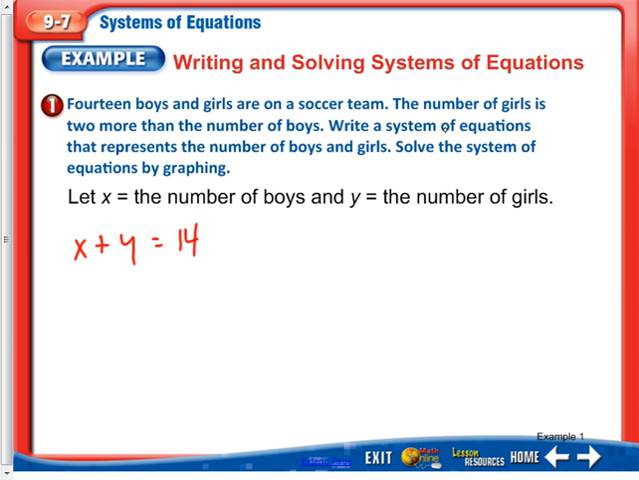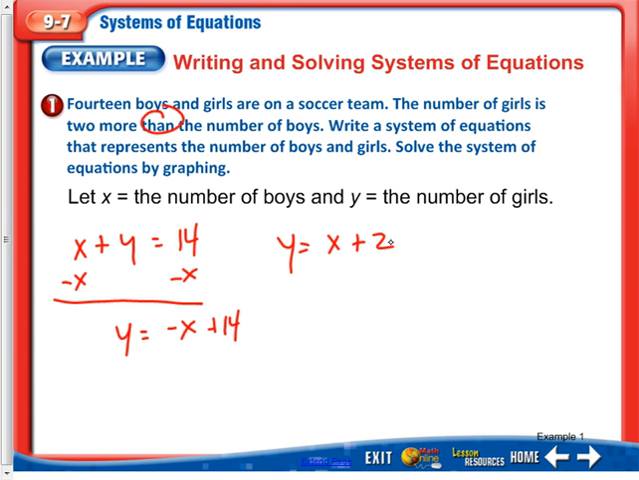Then it says the number of girls is 2 more than the number of boys. So I'm going to say y equals x plus 2, because the word "than" tells us to flip the order. So I could have said 2 plus x, but "than" tells us to say x plus 2. Not a big deal here because addition is commutative, but that's how they wanted us to say it. Now this one is not in slope intercept form, so let's subtract an x from both sides. And then we'll end up with y is equal to negative x plus 14. And this one is already in slope intercept form.